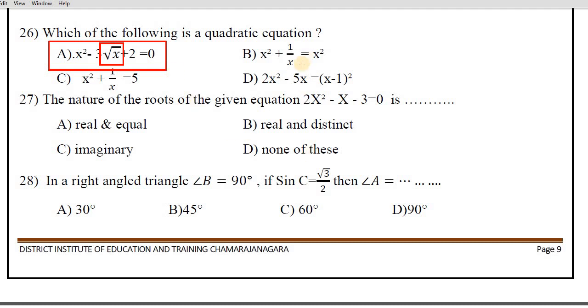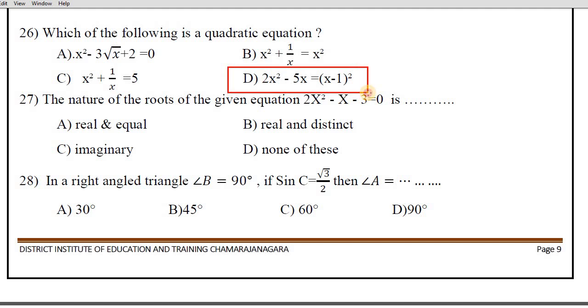But here in option B, we will get x cube. Hence it is an example for a cubic equation. And in option C also, we will get x cube, so it is also an example for a cubic equation. So the right option is option D. I repeat again, children. The right option for this question is 2x square minus 5x is equal to x minus 1 whole square. Where x minus 1 whole square is there, use the a minus b whole square form and simplify. You will get the exact equation which we needed.